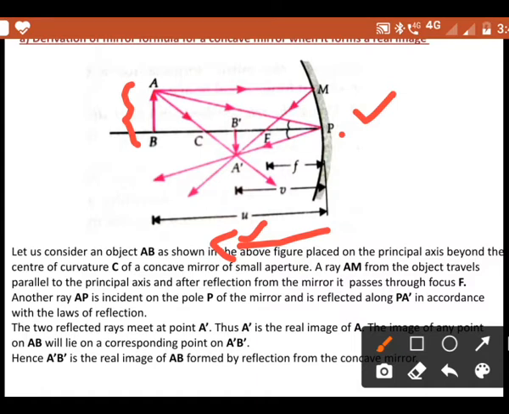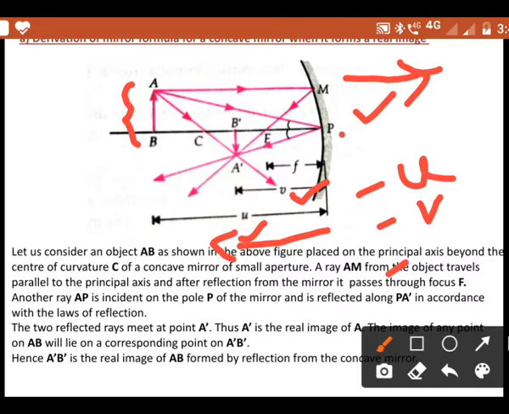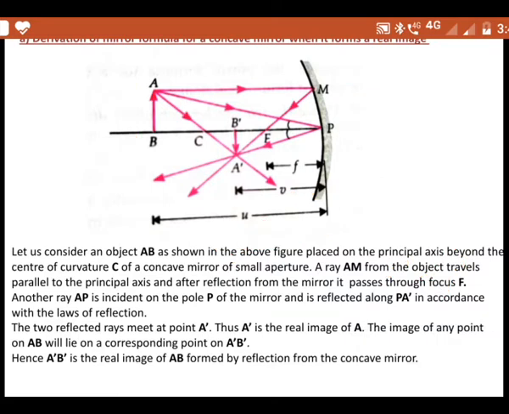Everyone knows, in case of optics, according to sign convention, the incident ray will travel from left hand side to right hand side. So both are in opposite direction. That means the object distance will take a negative sign. Small v is the image distance. It also follows a negative sign, and everyone knows, in case of a concave mirror, the focal length is negative. Then consider an object AB situated beyond C.